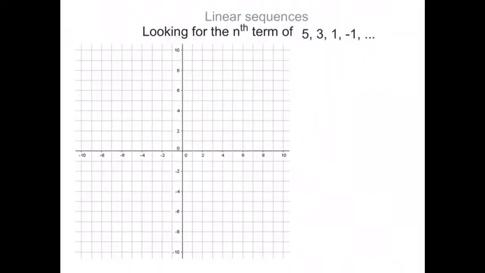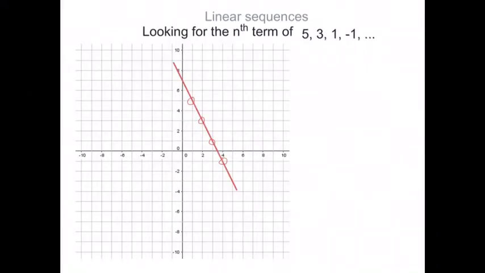Similarly, with the second sequence we looked at in the previous two videos, you see that term number 1 is 5, term number 2 is 3, term number 3 is 1, and term number 4 is minus 1. So all these points are on the same line.